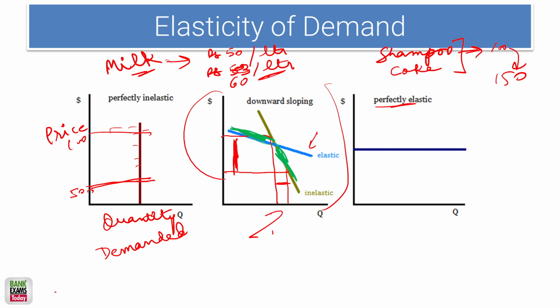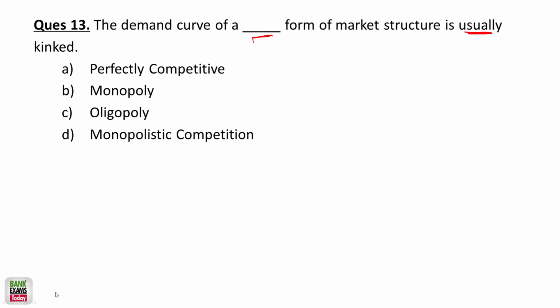So that's the kinked demand that happens in case of oligopoly. Okay, kinked demand. This point is itself very, very important. Okay. So railway doesn't come under oligopoly. Railway is a monopoly, right? Railway is the only player. So it comes under monopoly. Okay. So let's move forward.